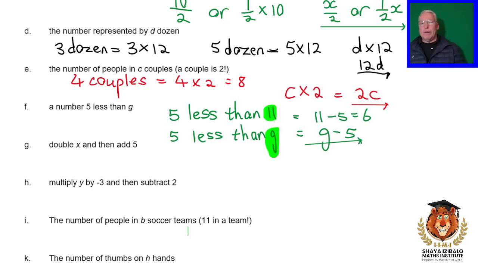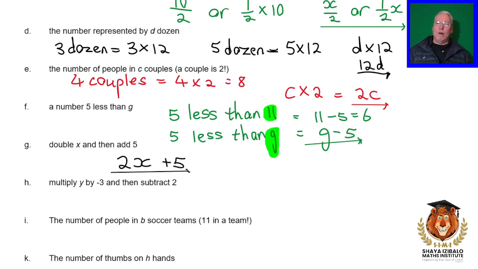All right, so put numbers in. Double x and then add 5. Okay, well the way we write double x is 2 times x, plus 5. We should be good at that from our flow diagrams. Multiply y by minus 3 and then subtract 2. Y times minus 3 we write as negative 3y, minus 2.